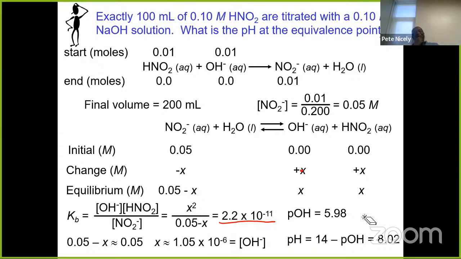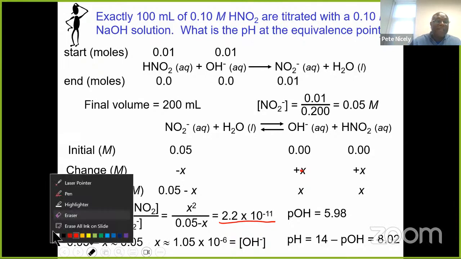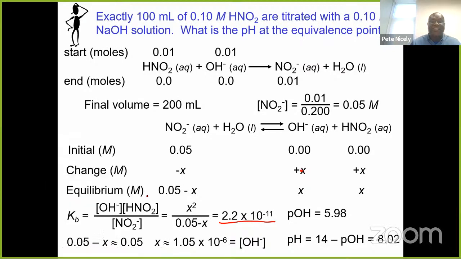And just as we predicted, the pH is actually greater than 7. In this case, it's 8.02. All right. Any questions about this particular example? Any questions? Okay, let's see what's up next.